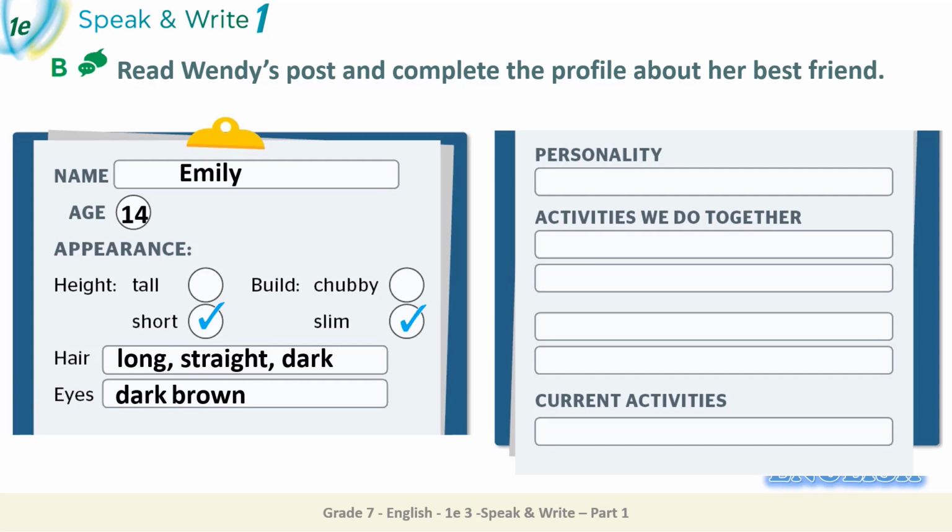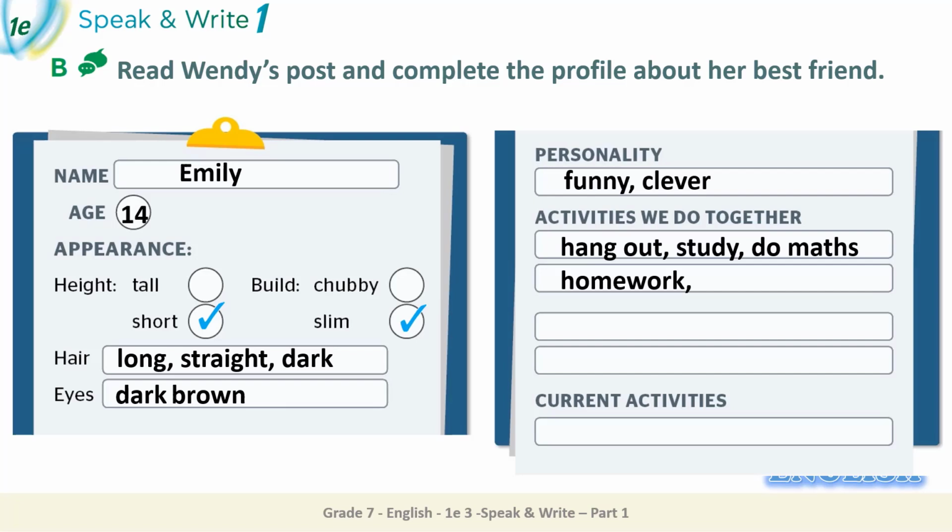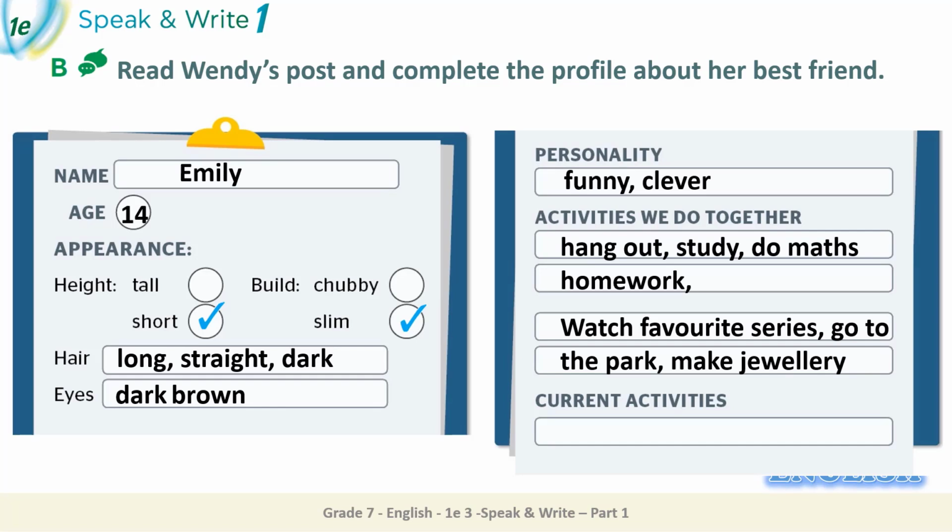Now let's talk about her personality. That's correct. She is funny and clever. Now let's move to the activities that they do together, Wendy and Emily. Now they do a lot of activities. For example, that's correct. They hang out, study, do maths homework. Now, is there anything else? That's perfect. So they also watch favorite series. Also, they go to the park and they make jewelry.